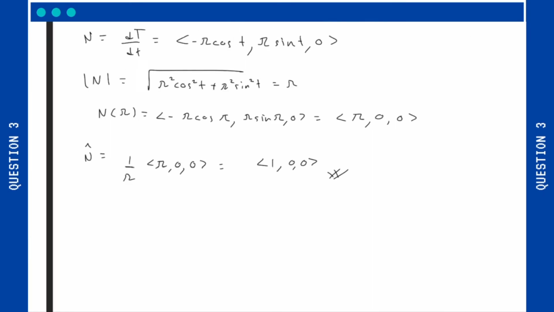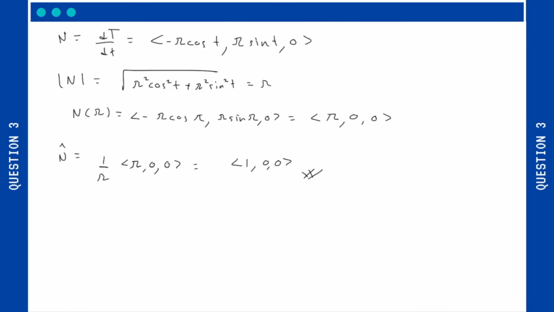And for the unit normal vector, we find the normal vector first. We differentiate the tangent vector to get the normal vector, and we find the magnitude of the normal vector, and simply use the formula of unit vector, which is vector divided by magnitude. We will get 1, 0, 0.